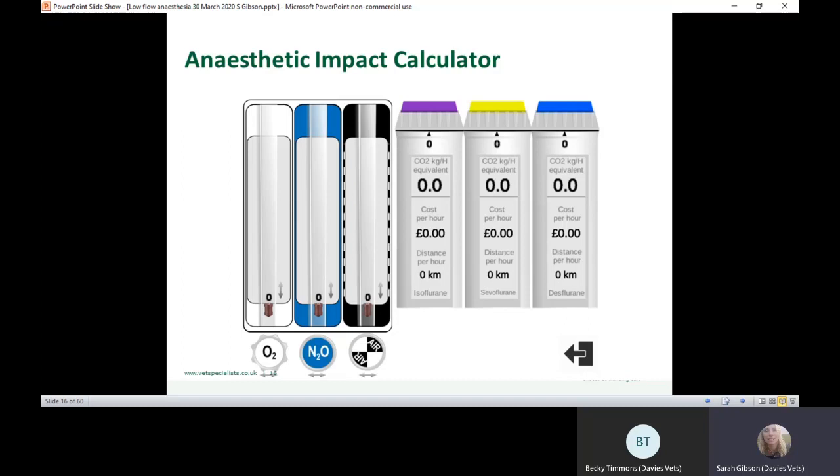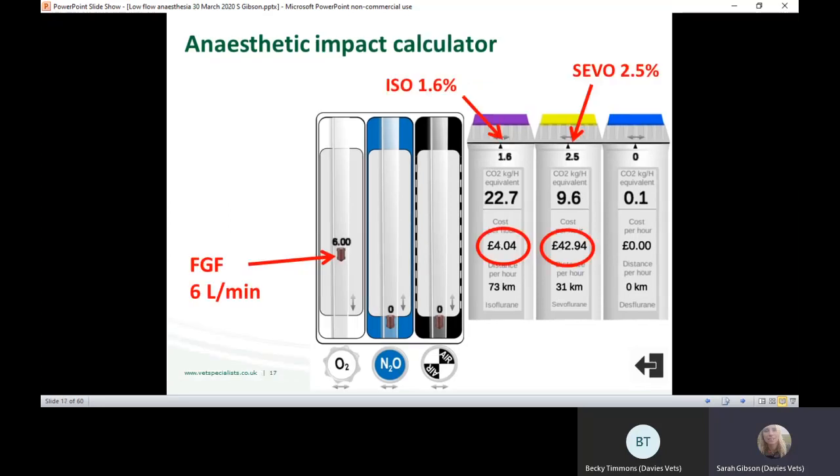You just put your finger on the settings, on the bobbin or the vaporiser setting, and scroll it along or up or down. So here we've put the settings for a fresh gas flow rate of oxygen at 6 litres per minute, and then I've put the isoflurane at 1.6 and the sevoflurane at 2.5, so you can compare the costs with both of these and the carbon dioxide production.